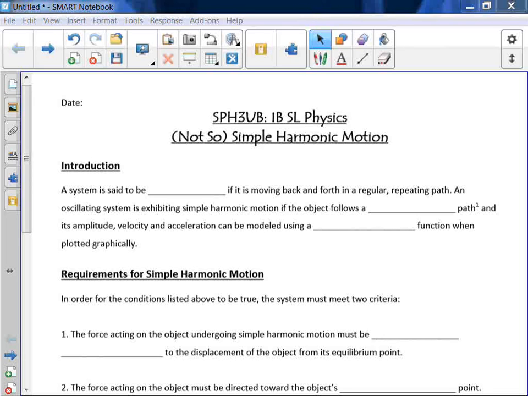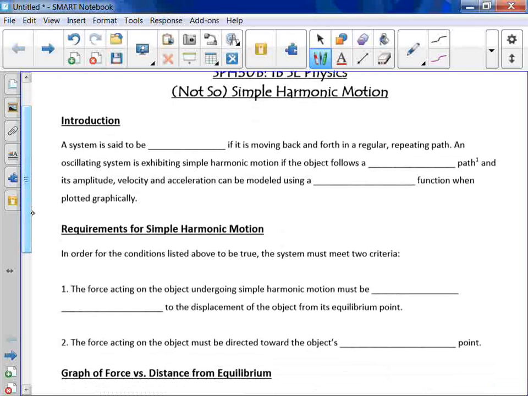So the first topic in topic 4 is simple harmonic motion, and it's a pretty straightforward concept, but there's a lot of variations to the equations that you're going to see. So it's going to be equation intense, but it's not that challenging. It's all based on circular motion, and we've already seen circular motion, so you should be comfortable with this material. The joke is, it's not so simple harmonic motion because there's so many equations, but it's not too bad.